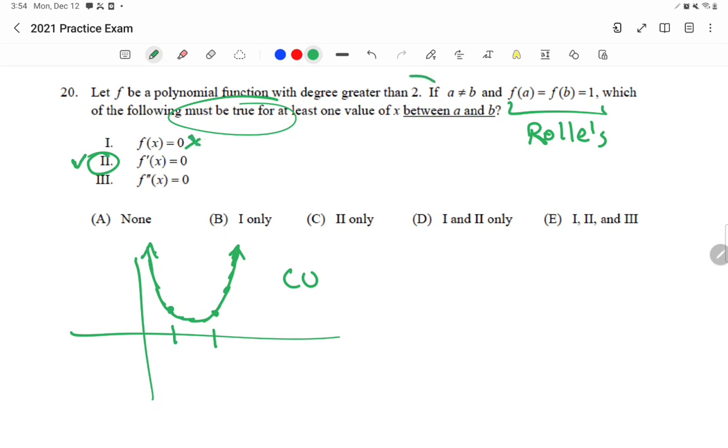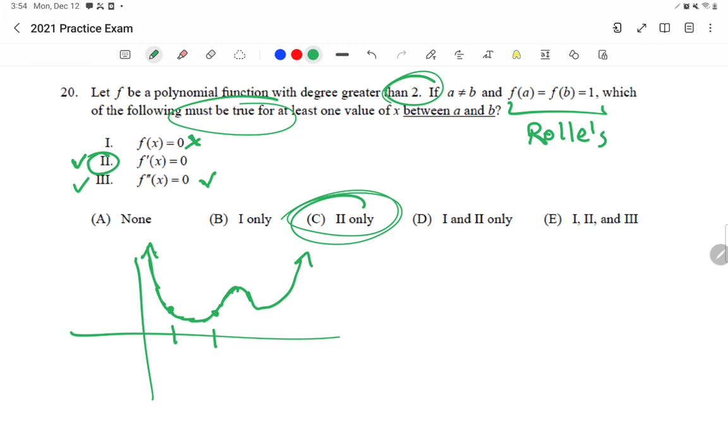However, it does say degree greater than 2. So it can't just be a straight up parabola. It might have to make another turn and do this. So we know that at some point f double prime of x has to be 0 because the degree is greater than 2. This one was a little tricky. So this one is actually 2 and 3, which I don't see as an option. So I'm going to just go with 2 only here.